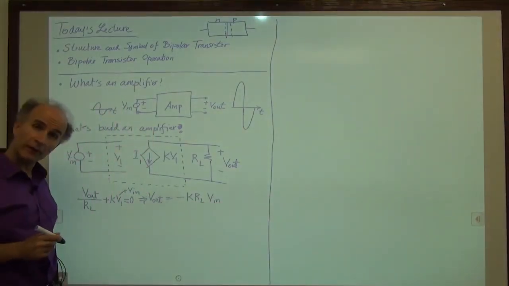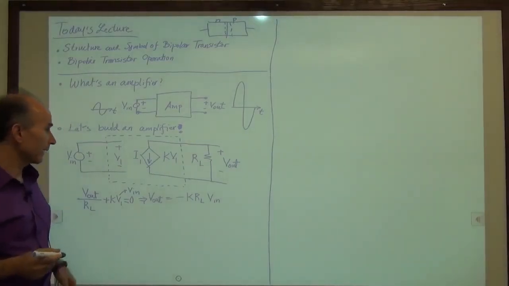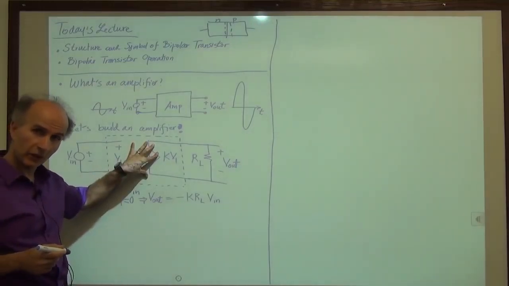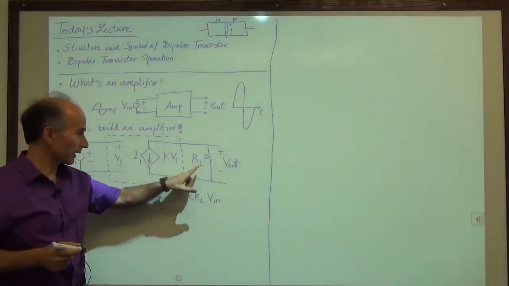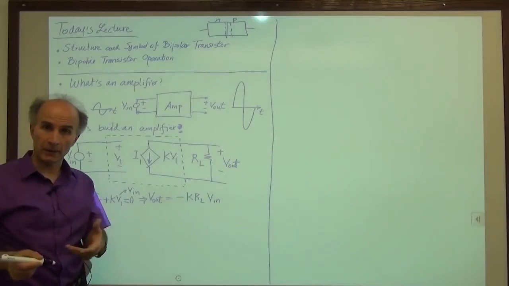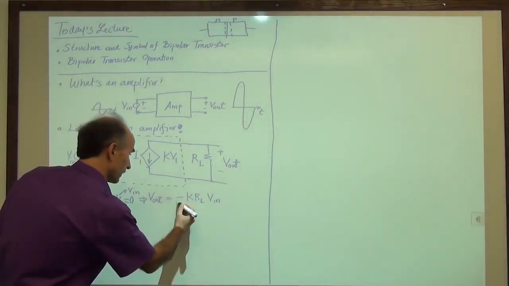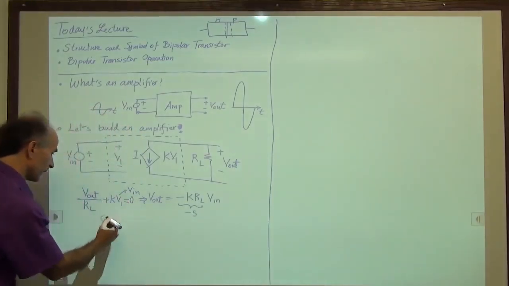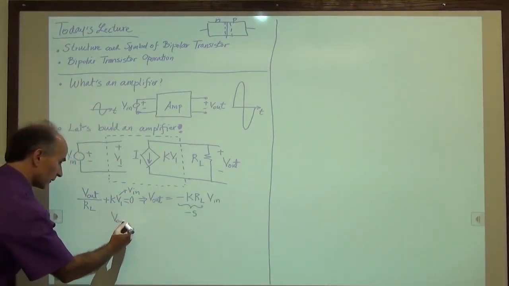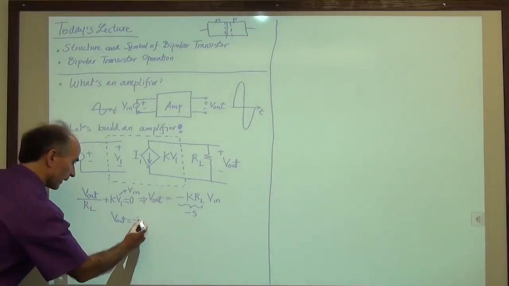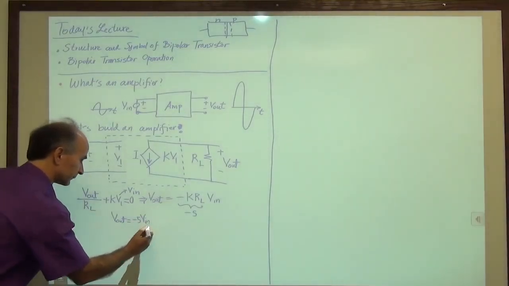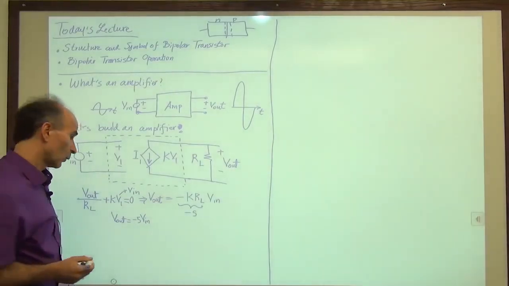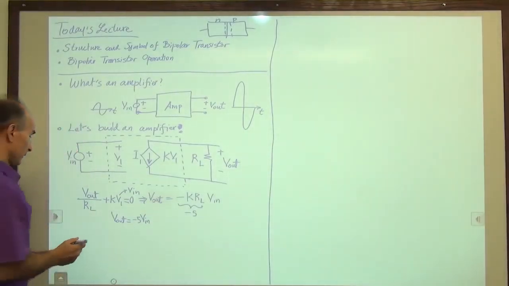Can this be an amplifier? So let's say I choose K, the property of this voltage-dependent current source, times RL to be some number, like 5. So let's say this whole thing happens to be minus 5. So what we have is V out is equal to minus 5 V in. Would you consider this an amplifier? Well, if you draw the waveforms, we might see it better.